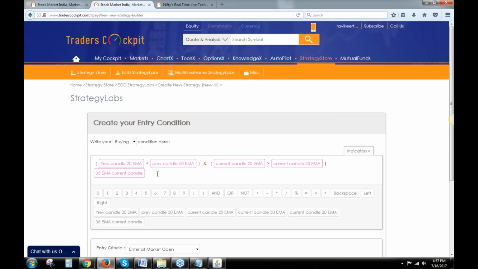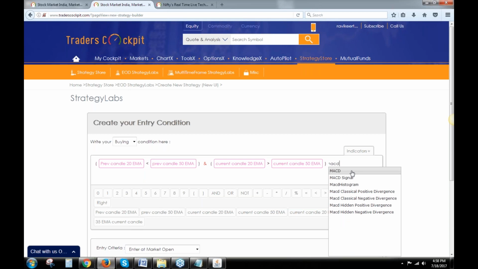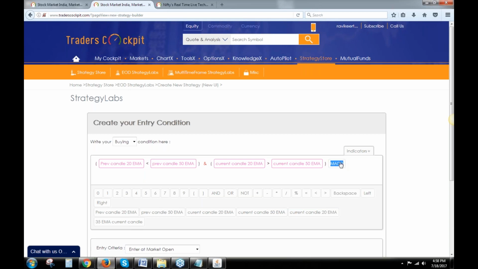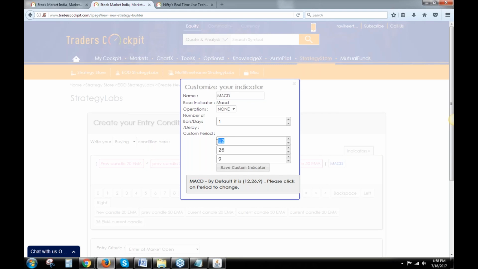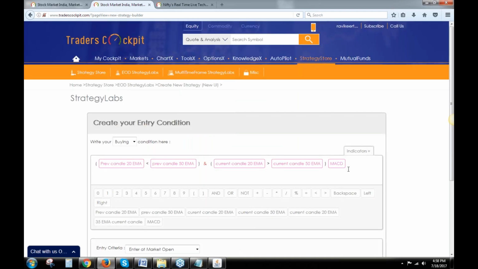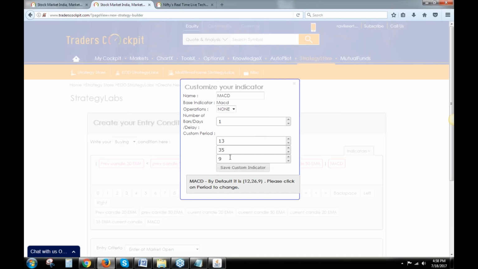Similarly, any indicator value you take, say for example, I want to combine it with a MACD. In the MACD, just select the MACD indicator. By default, it takes a 12 and 26 period value for calculating the MACD, but rather than that, you want a 13 and 35 period EMA. So any period change you can do it here. You can just change the number of periods to 13 and 35, and then save the indicator. So this becomes a MACD with custom defined values for you. Getting my point?